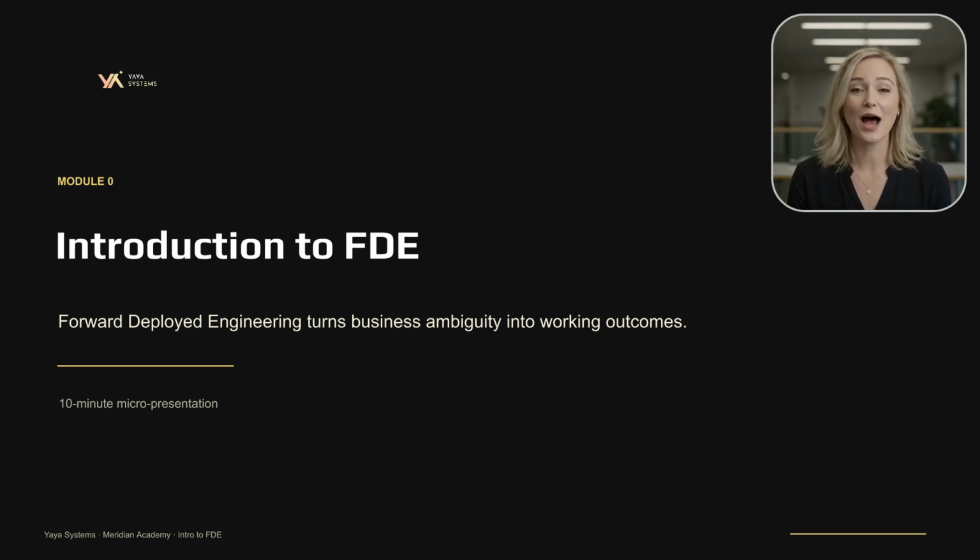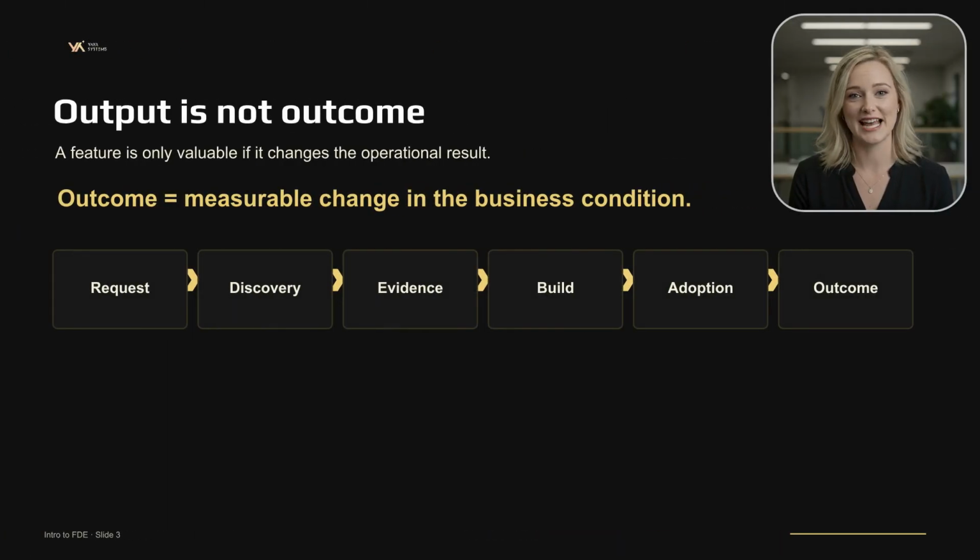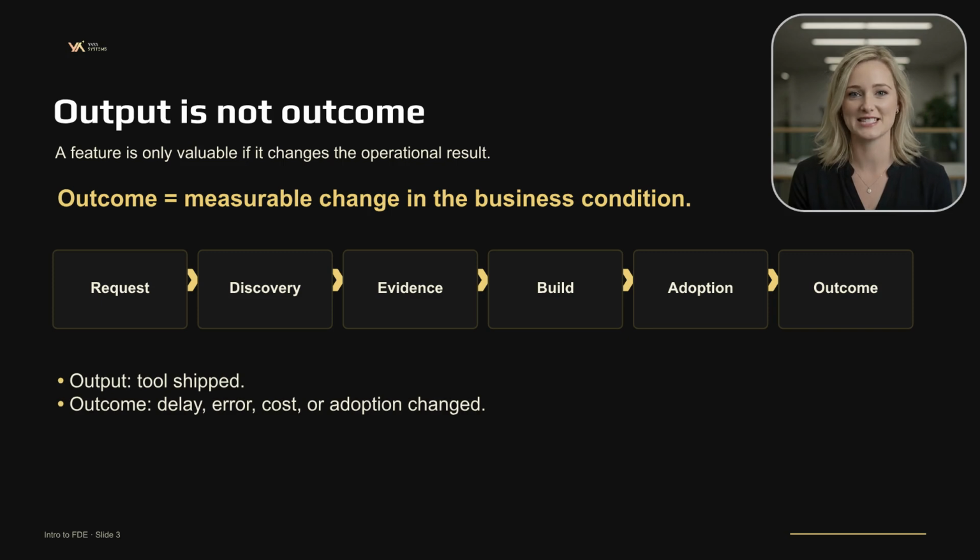You are here to learn how an engineer earns the right to build by transforming business ambiguity into clear working outcomes. FDE exists because many AI projects fail when problems are framed too early. Remember, a sponsor's request is just a signal. Your job is to find the actual problem, gather evidence, and deliver an operational result. It is vital to understand that output is not the same as outcome. Simply shipping a tool is not success. Success means creating a measurable change in the business condition.